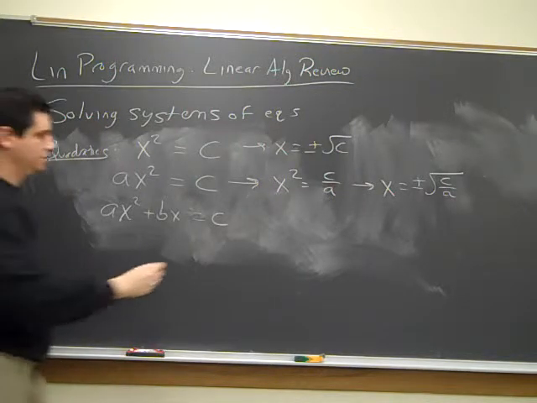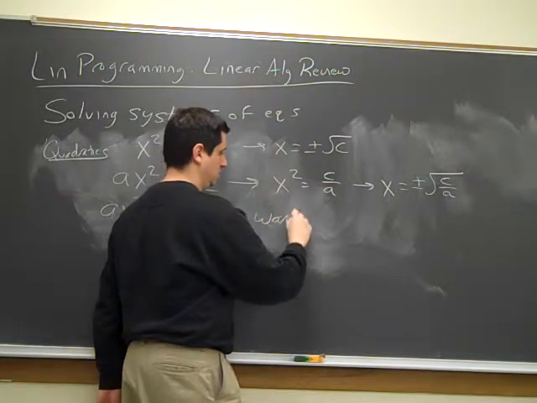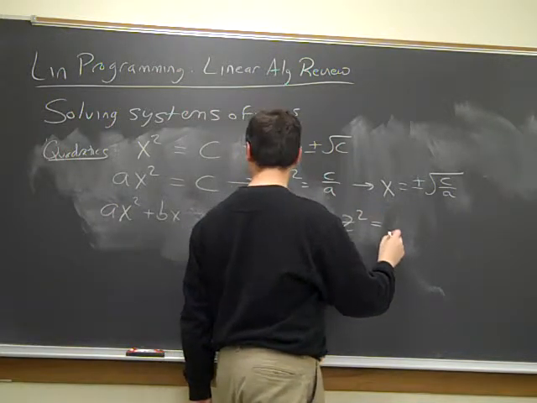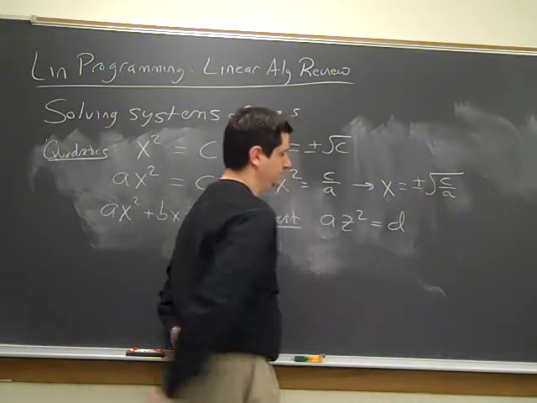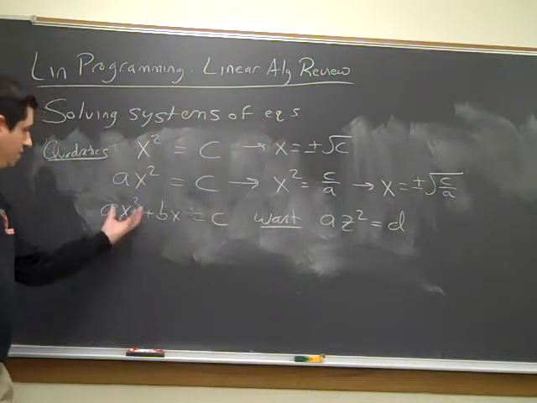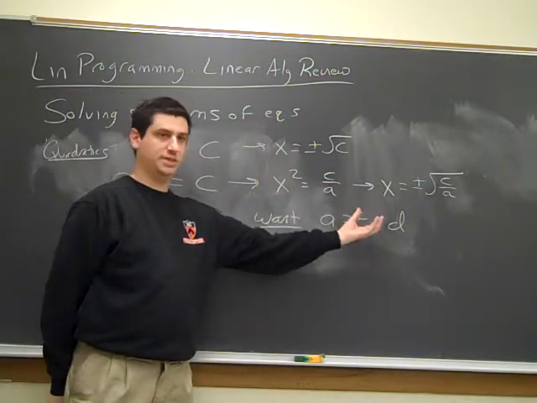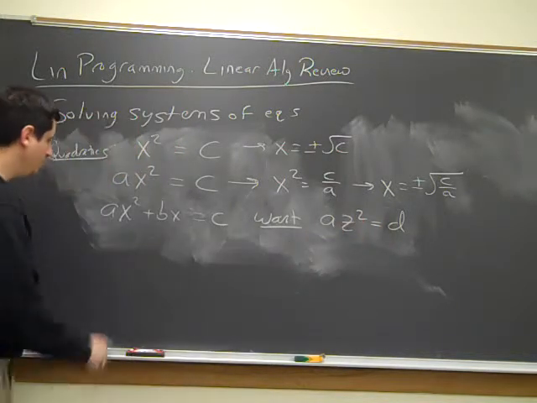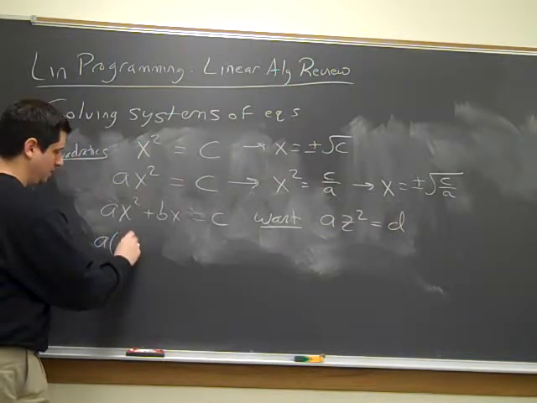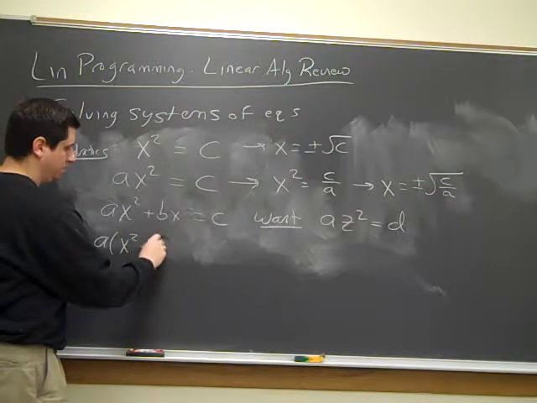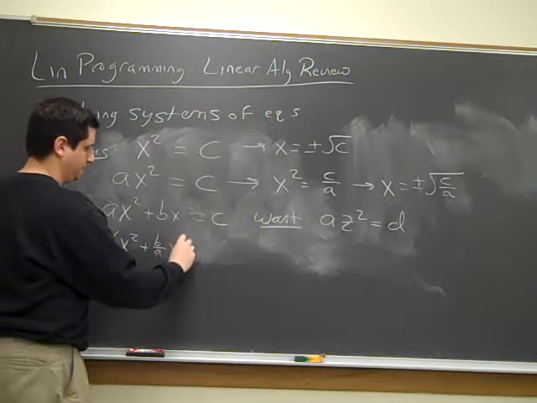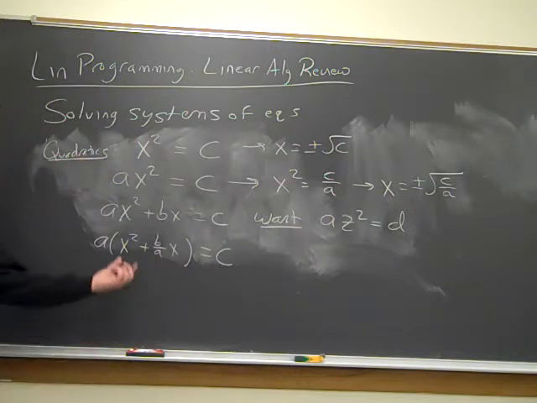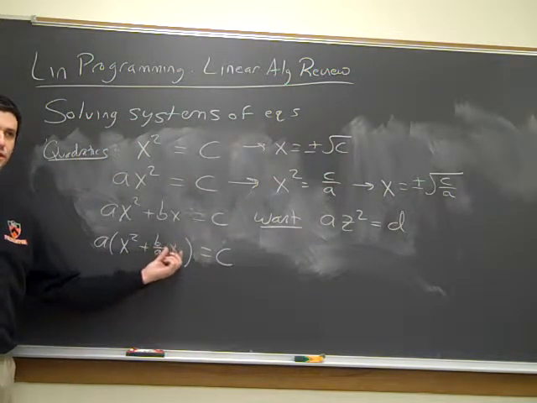What we want is something in the form az squared equals, I'll say, d. If we could convert this to the form az squared equals d, we could solve it. So what we're going to do is write this as a times (x squared plus b over a x) equals c. And this is beginning to look like something squared.